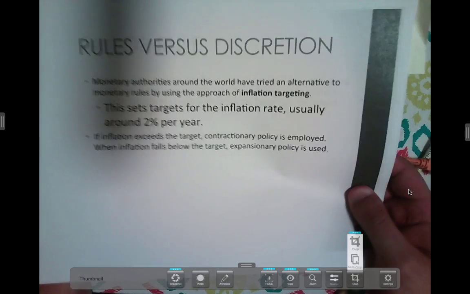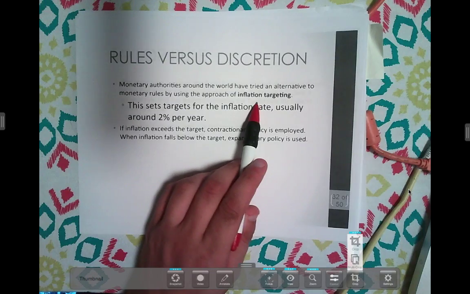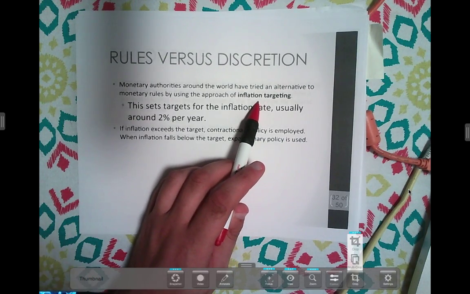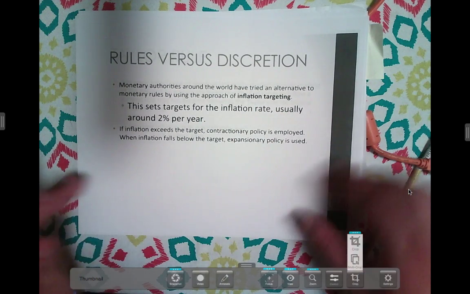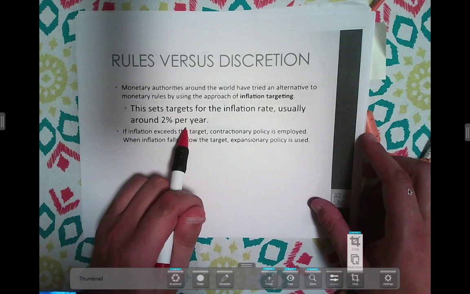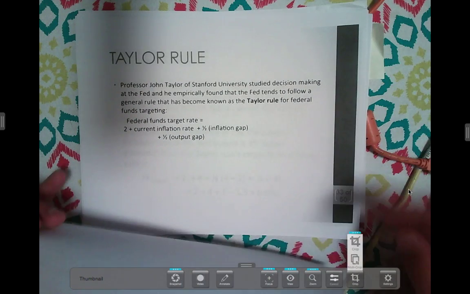And again, the popular one is inflation targeting, which almost all central banks follow, with the notable exception being the Federal Reserve, which does not have an explicit inflation target. Canada, though, has one. Australia has one. Japan has one. The European Union has one.